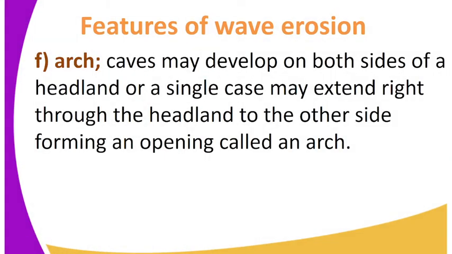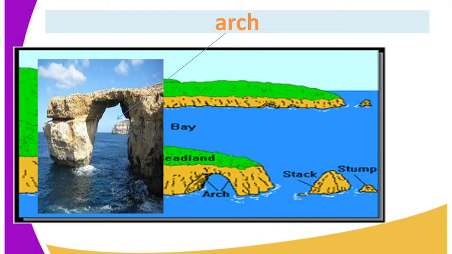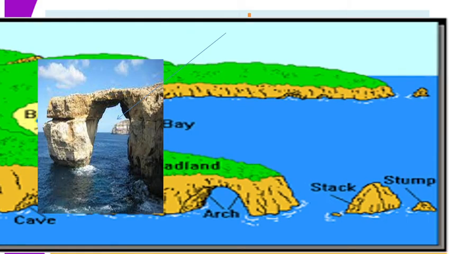The other feature is an arch. Caves may develop on both sides of a headland, or a single cave may extend right through the headland to the other side, forming an opening called an arch. Yes, there you are, an arch.